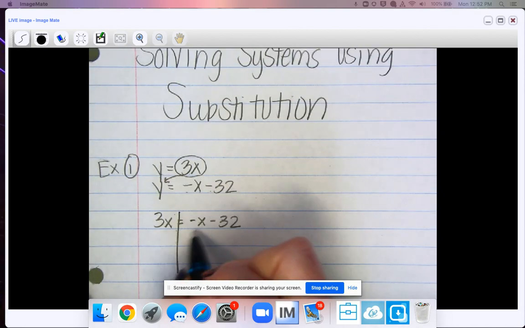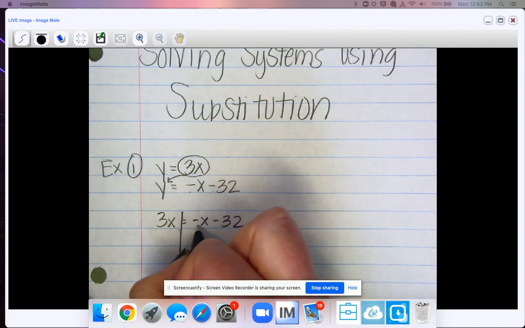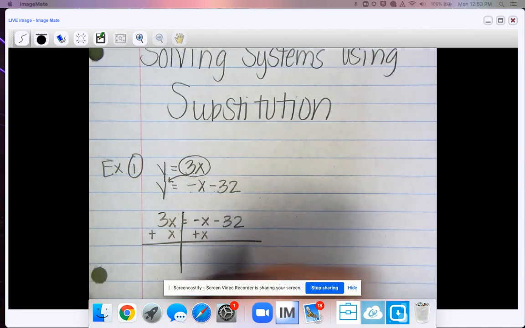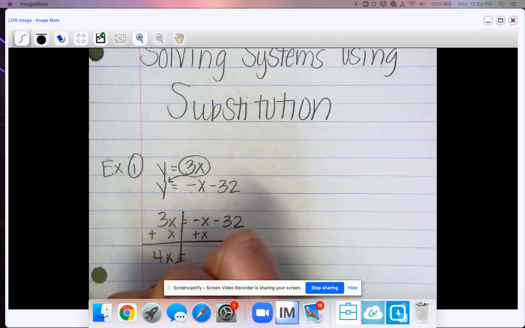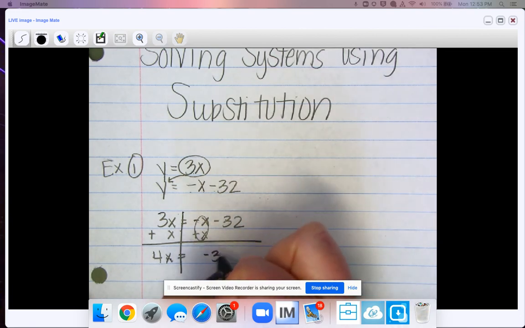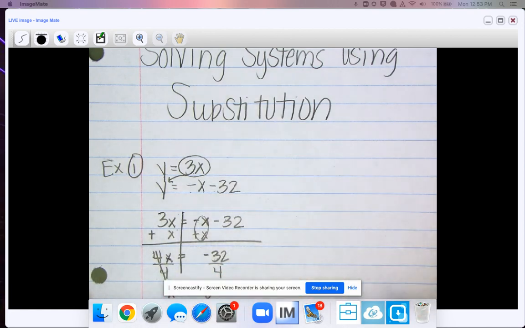So I have variables on both sides, and I typically like to get rid of the smallest group of variables. So I'm going to get rid of a negative x by adding x to both sides. That gives me 4x. Over here, I have a zero pair, and that equals negative 32. So then to get rid of times 4, I divide by 4 on both sides. 4 divided by 4 is 1. 1 times x is x. So I have x is equal to negative 8. So I'm almost done, but not quite.